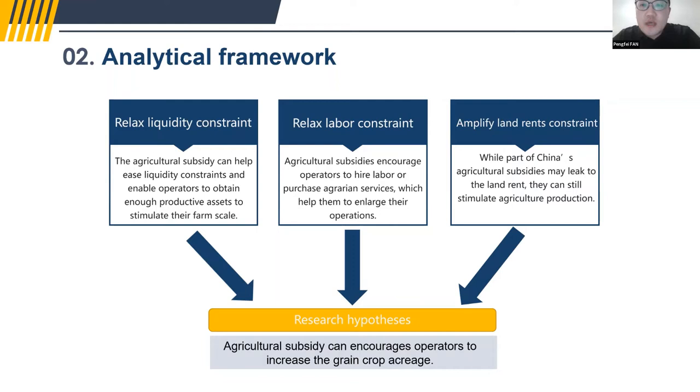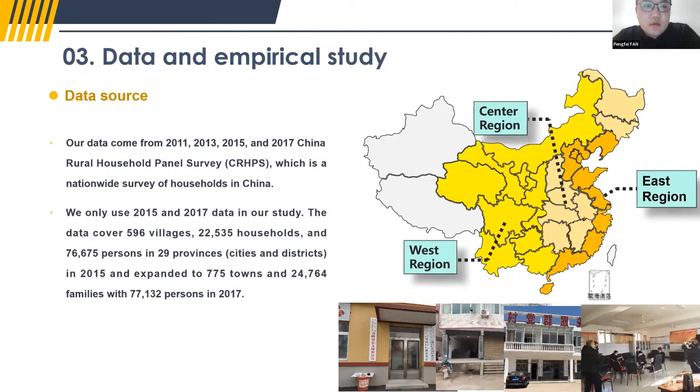But the potential capitalization of the payments in land rent may dilute the policy effect. While part of the subsidy may leak to the land rent, they can still stimulate agricultural production. From the discussion above, it can be concluded that the new agricultural subsidy can encourage farmers to increase the grain crop area.